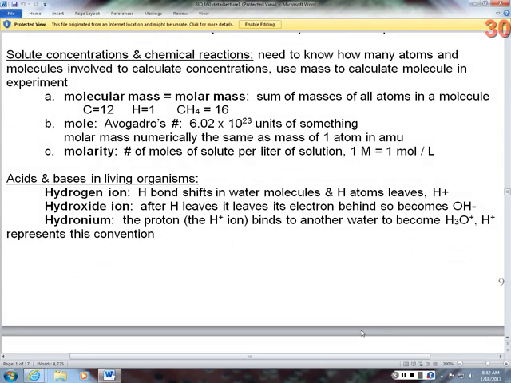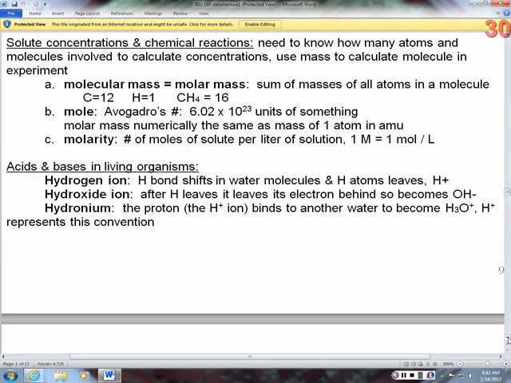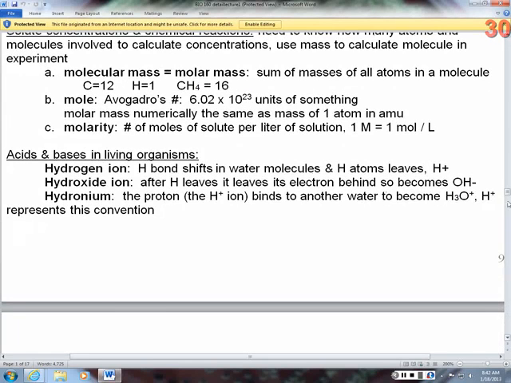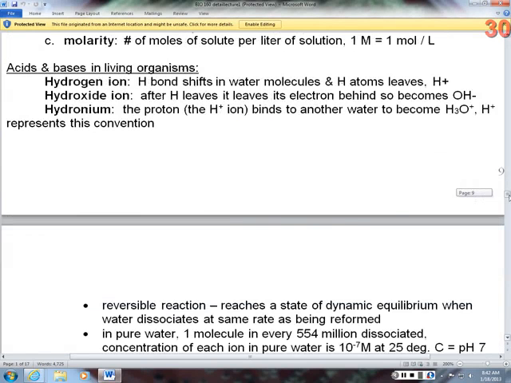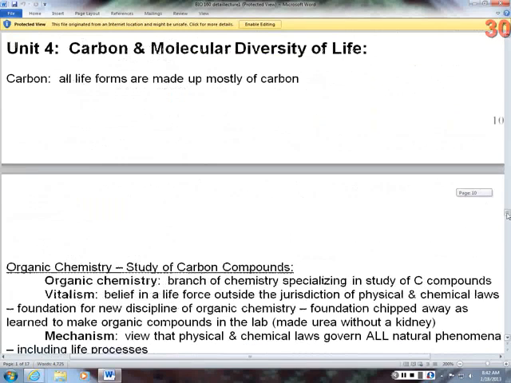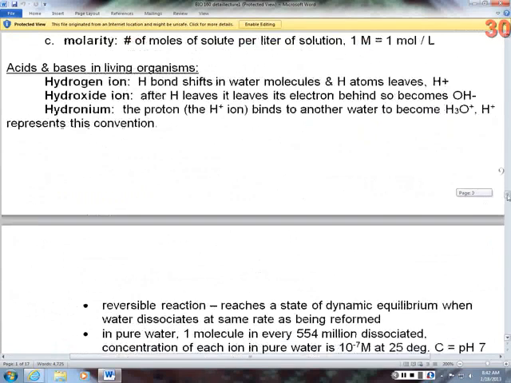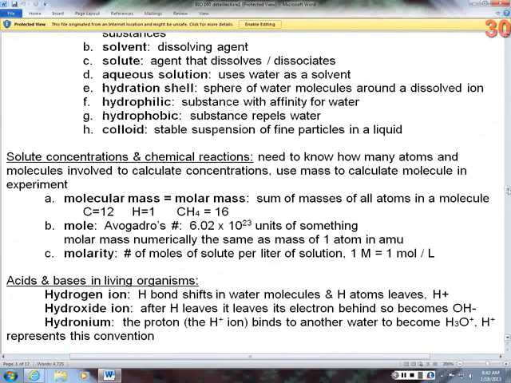So, the acids and bases in living organisms. I just want to see where we are in the notes. Why don't we take a couple minutes after this mole thing? If you need to run to the bathroom or something like that, just pause this.